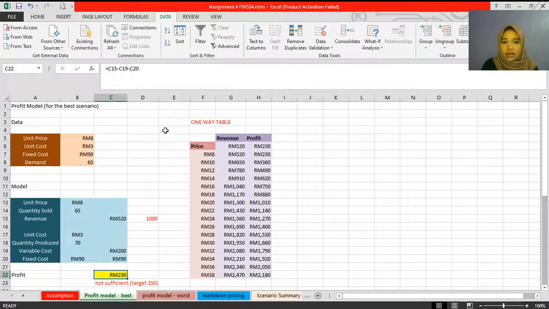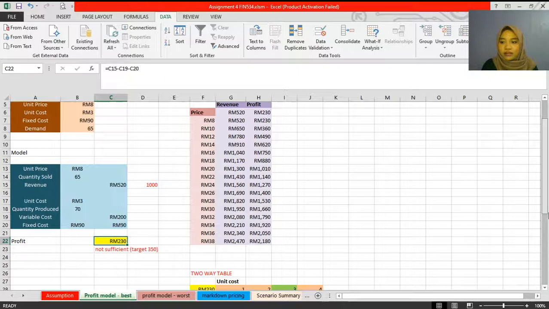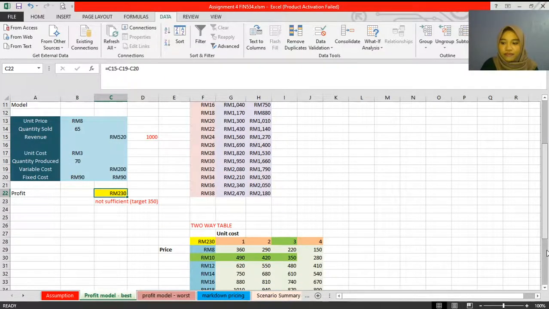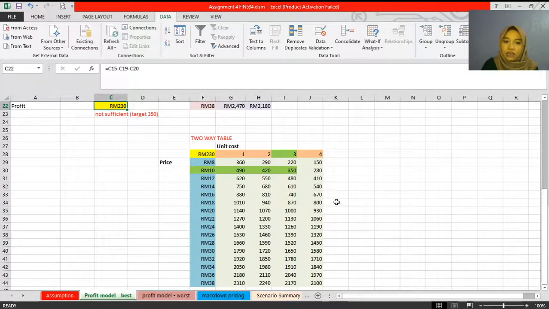So I am making a one-way table using what-if analysis and data table. For this, I am changing my price, and then looking at my revenue and profit. I didn't get my profit target, which is 350 ringgit. And then I move on to my two-way table.